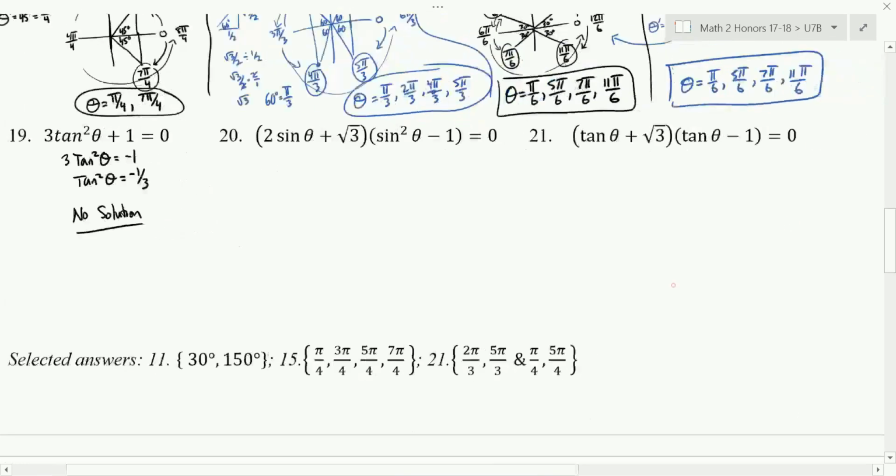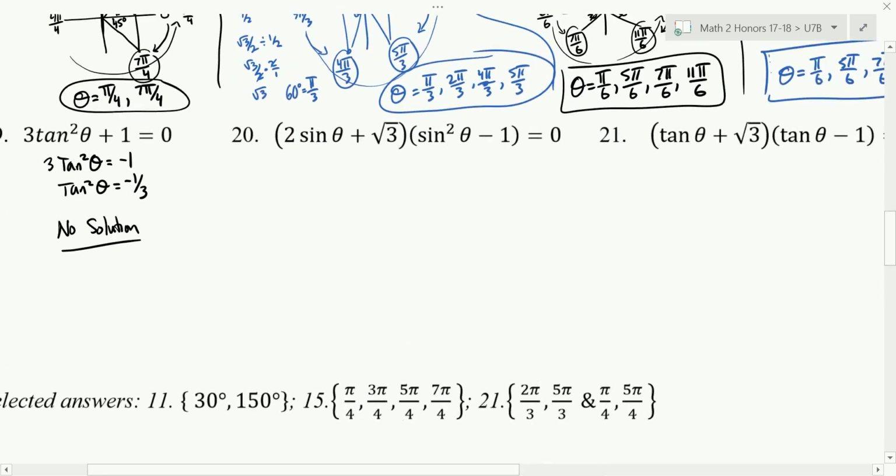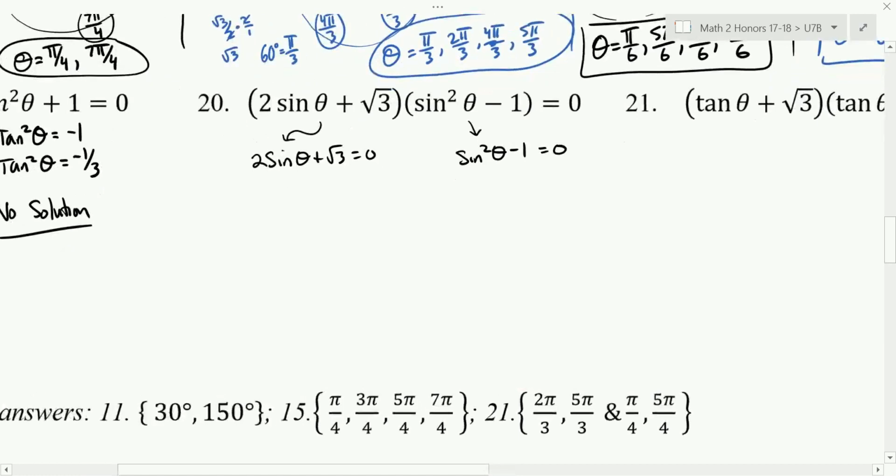And then our last two, number 20 and 21, they are factored for us. And so we actually need to split them into 2 cases. So our first case, 2 sine theta plus root 3 is 0. Our second case is that sine squared theta minus 1 is 0. So in each case will give us 2 answers, or maybe more. And so then we'll combine all those answers at the end.